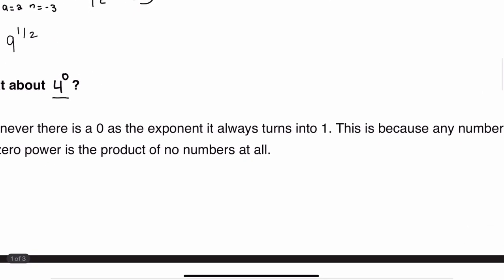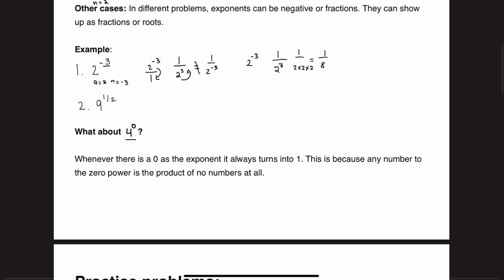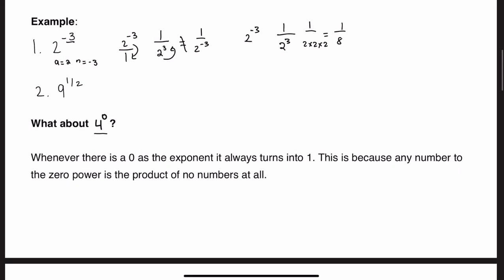This is because any number to the 0 power is the product of no numbers at all. So when we evaluate it, it's simply just going to be 1, because we don't have 1, we don't have 2, we don't have 3 as the n. It's just going to be 0, which gives us 1.